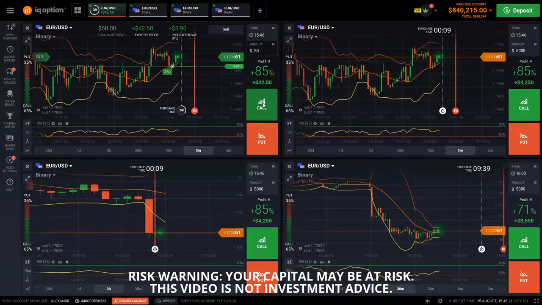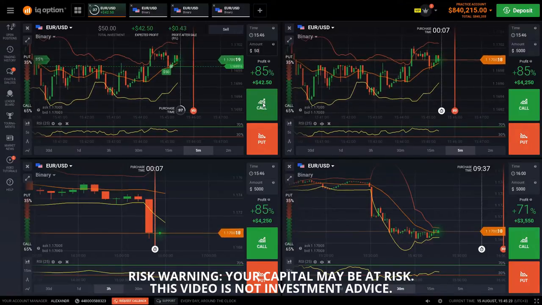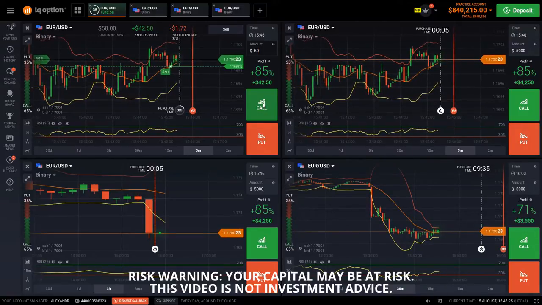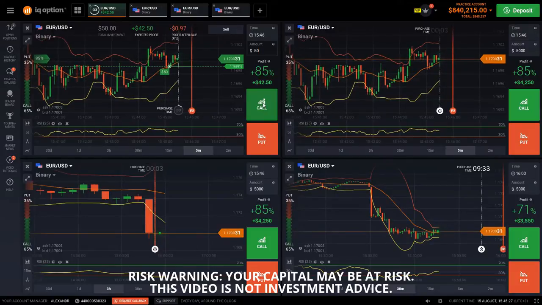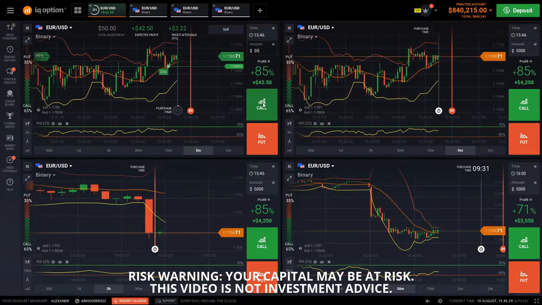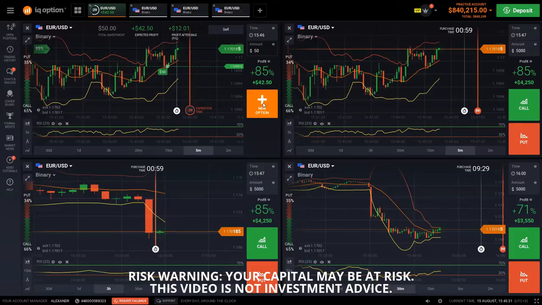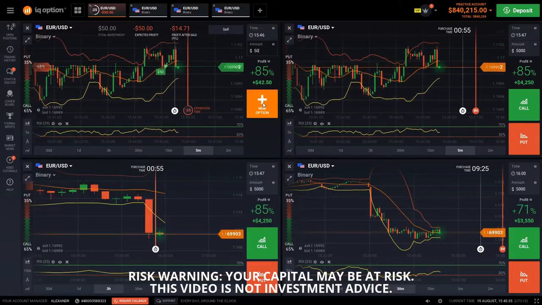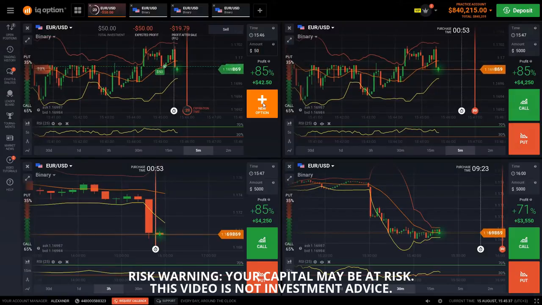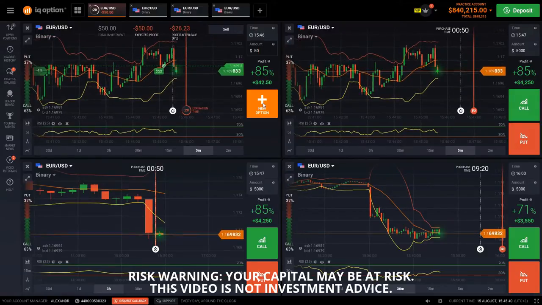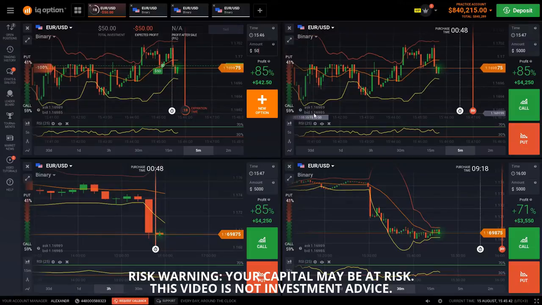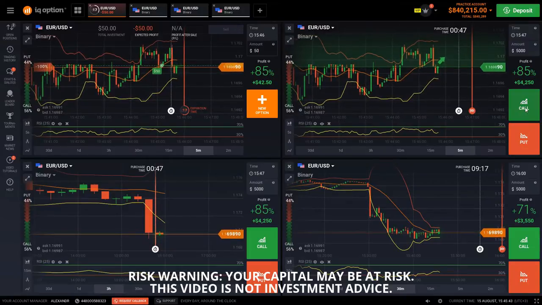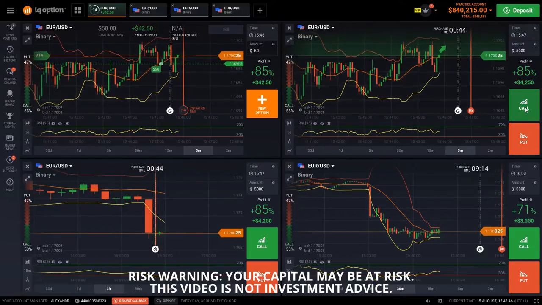So I'm just carefully trading a small amount. Just be in touch with the chart, because with this kind of balance, whether I lose or win $50, it really doesn't matter. I mean, you can do it with $1 if you want to. But anyway, that's what I'm doing right now.